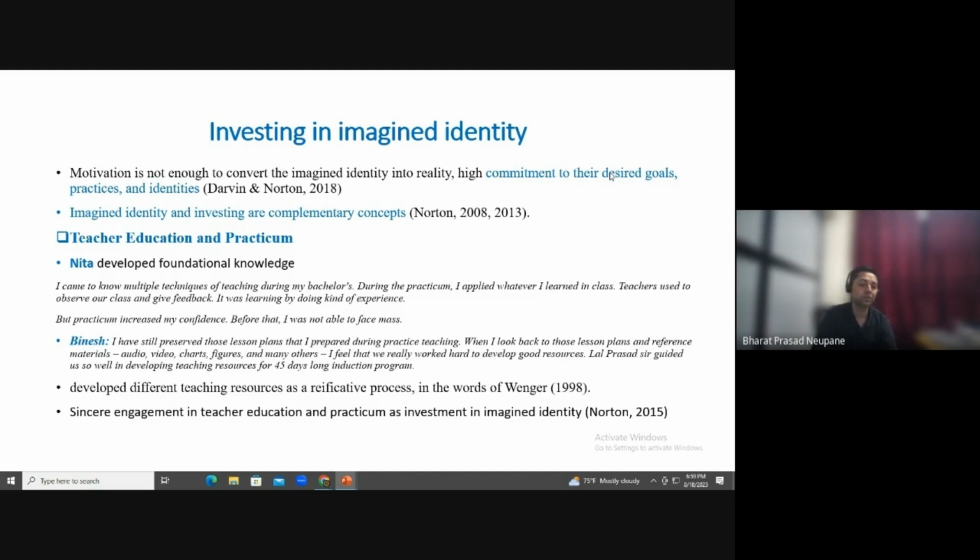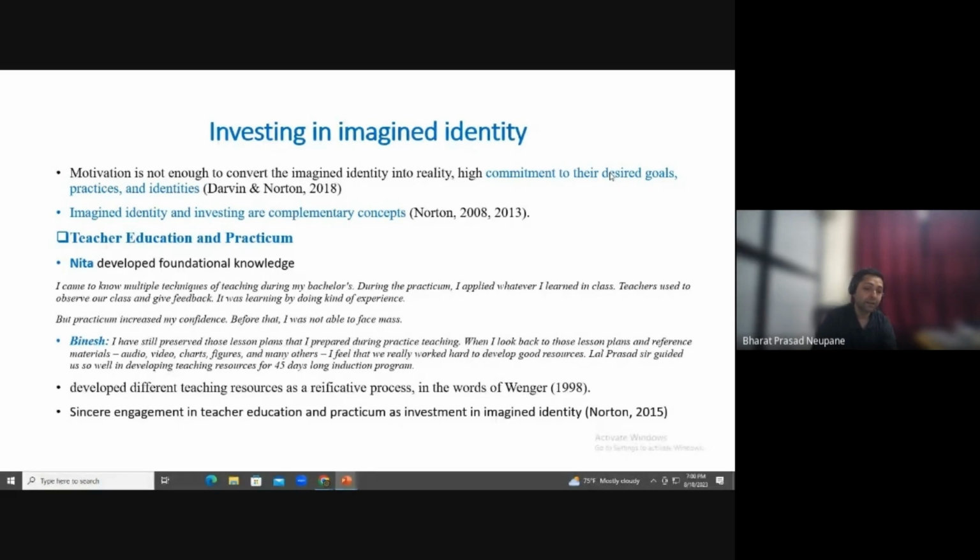Teachers used to observe our class and give feedback. It was learning by doing kind of experience. But practicum increased my confidence. Before that, I was not able to face the class. Look how the practicum and teacher education helped her a lot to acquire skills that are required to join the communities of practice of English language teachers.